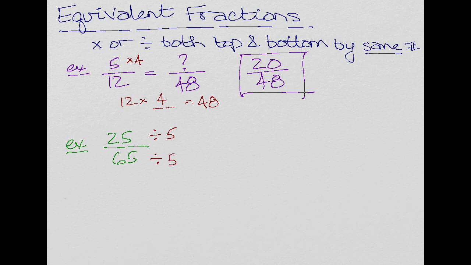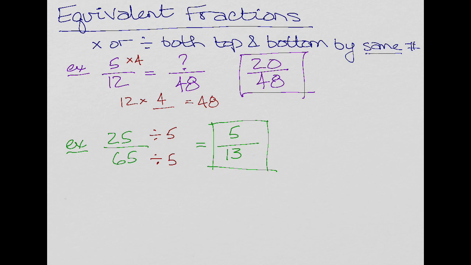So if I divide top and bottom each by 5, 25 divided by 5, last I checked, was 5. And 65 divided by 5, if you happen to know that's 13, that's wonderful. And if you don't, use your calculator. That's what it's for. I divided top and bottom by the same number. So 5/13 is equivalent to 25 over 65. They're expressing the same amount, even though they look different.